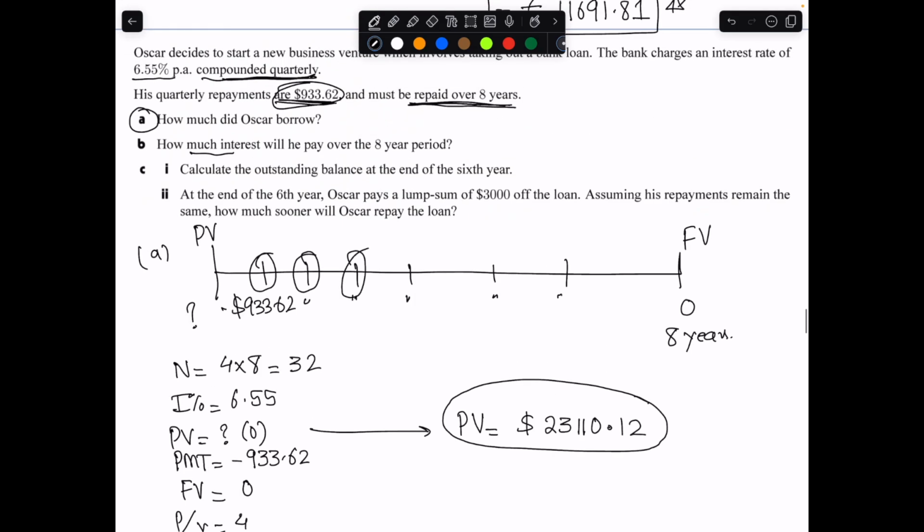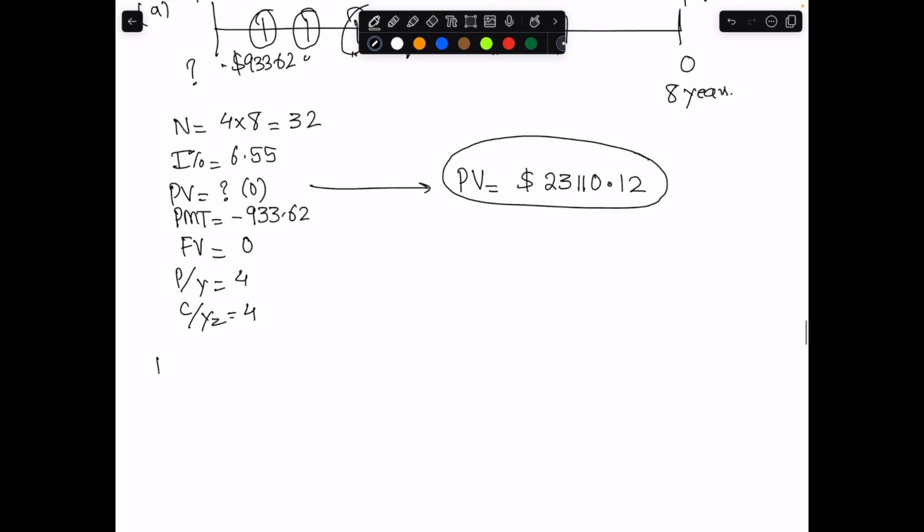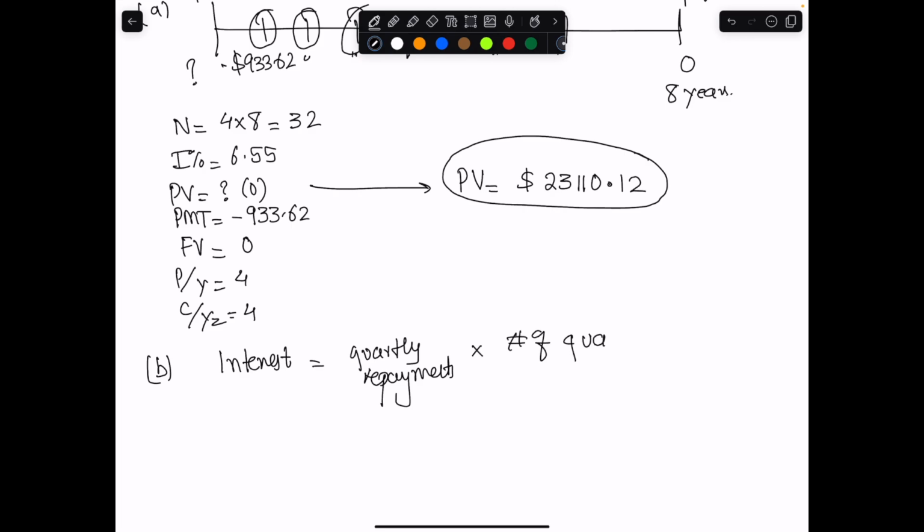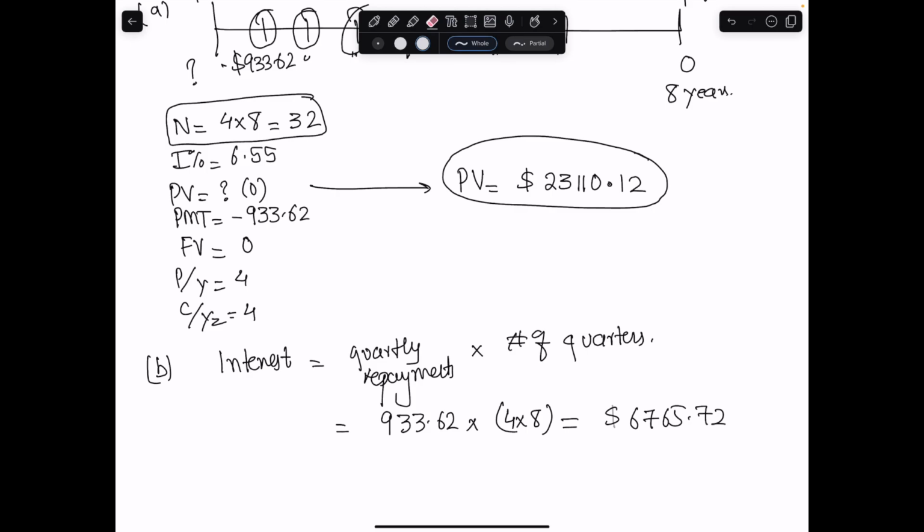Now let's see, the B part says how much interest will he pay over 8 years' time. So in the B part, you need to find how much interest he would pay, and this is pretty straightforward. Interest is basically the quarterly repayments times the number of quarters that you have to pay. So we know that he's paying 933.62 every quarter, and how many quarters are there? We know that's 4 times 8, which is the same as this value, because we are trying to find how many repayments he's doing. So every quarter he's doing 933.62 multiplied by 32, which will give you $6765.72.